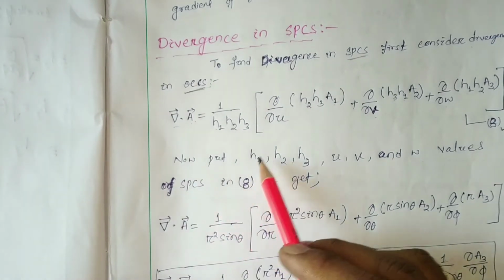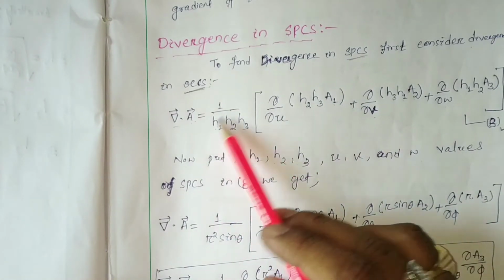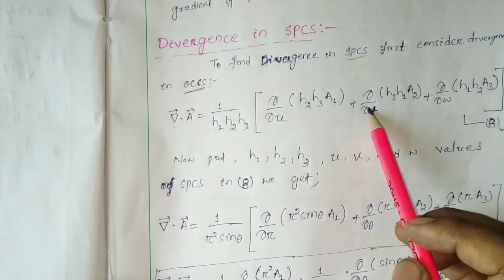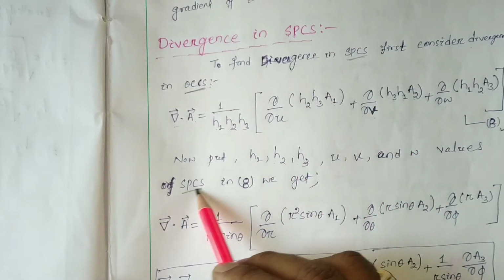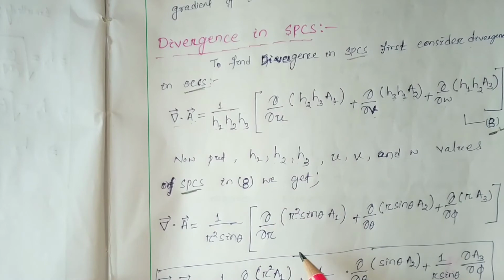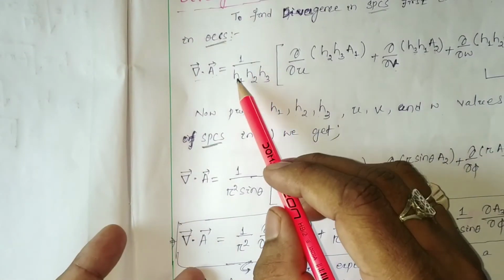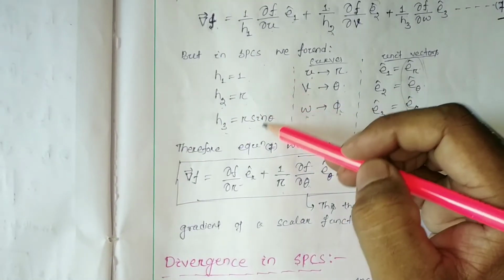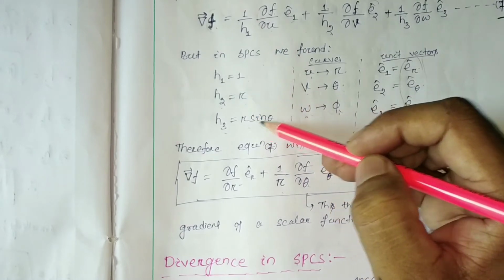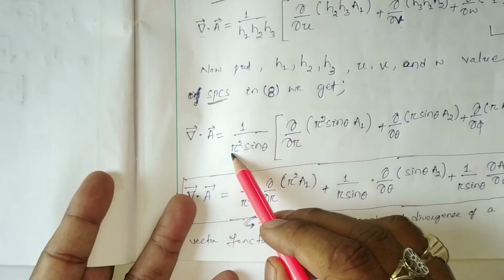Now we have to put the values of h1, h2, h3 and u, v, w for SPCS in equation number 8. What we get: 1 by h1 h2 h3, that means the product of these three, will be r square, and r into r sin theta will give 1 by r square sin theta.